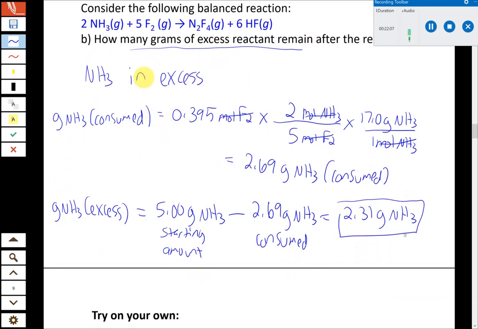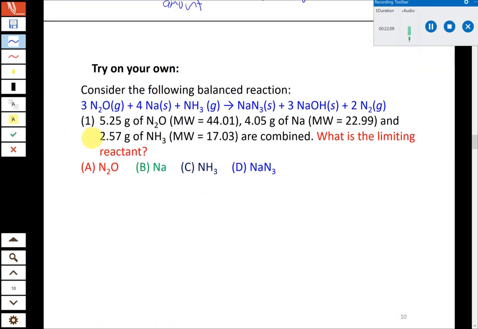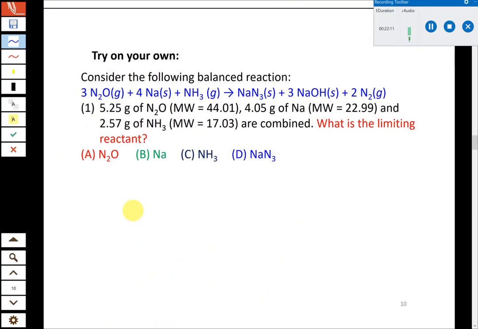All right, questions on that step? Okay, so let's just do one more, which is, in this case, very similar, just a little bit more involved. So this time I did give you 3 reactants. So that's probably as high as we'll ever have to go.